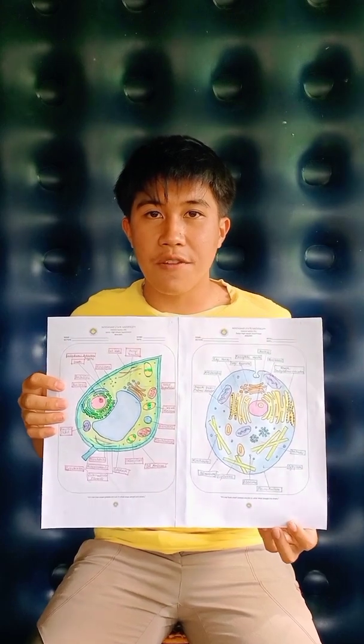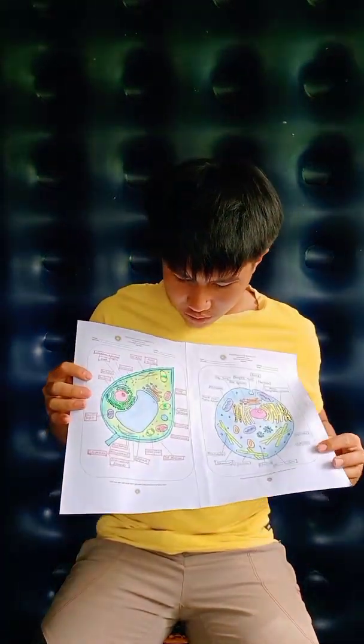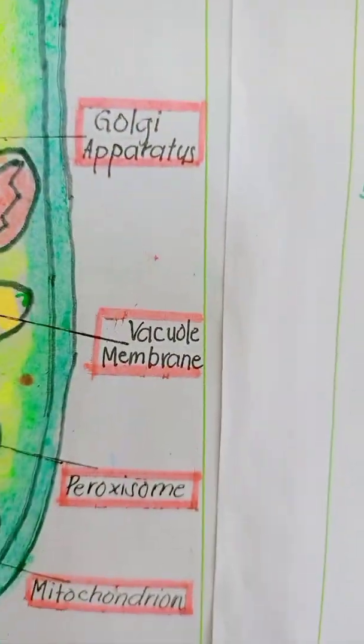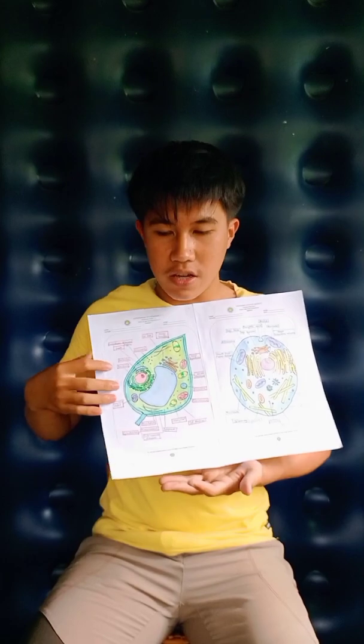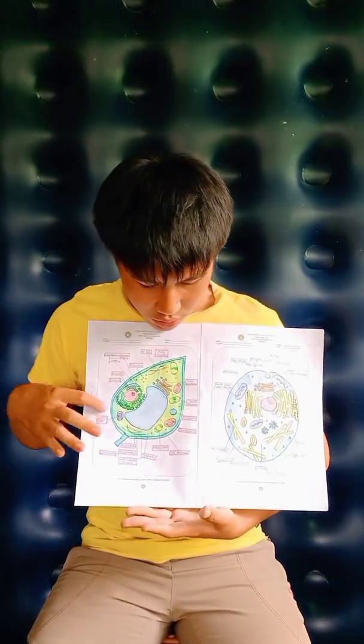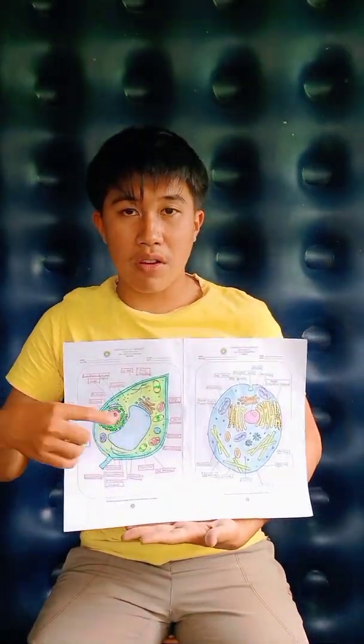Next is the vacuole. Here it is, the vacuole membrane. A plant cell has a large vacuole but isa lang, and an animal cell has a lot of vacuoles but maliliit. This is a membrane-bound organelle, and its function is to help the cell balance water and store water, food, and etc.